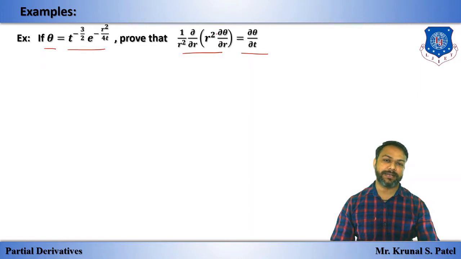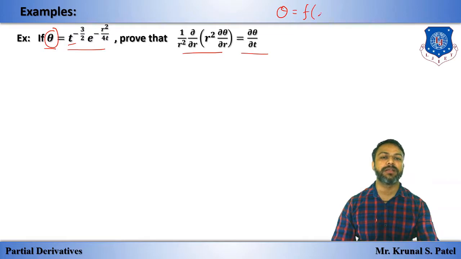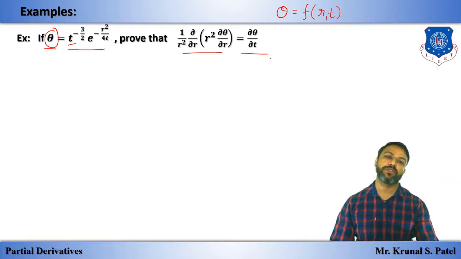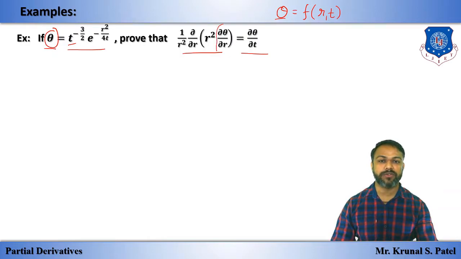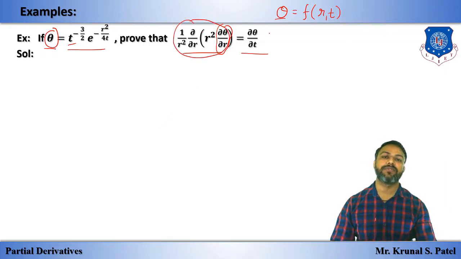So how will we start this question? Here theta is a function of two variables, r and t. So we differentiate theta first with respect to r, because we want to find this del theta by del r. Okay, so let's start with the solution. One by one we will work out this left hand side, and then we will find the right hand side, and we will check whether both answers are the same or not.